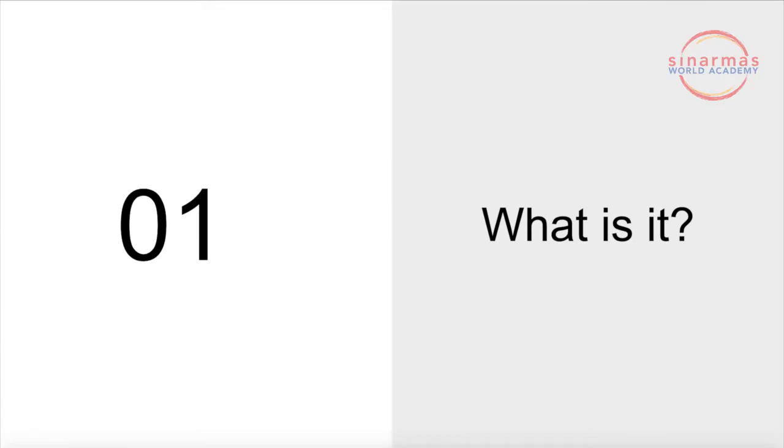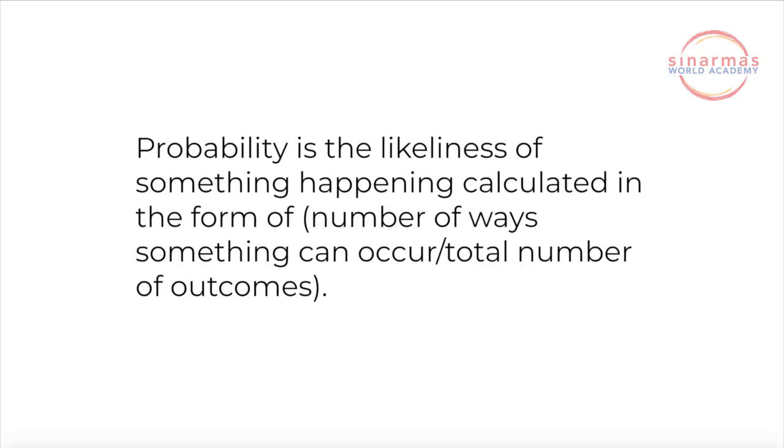So first of all, what is probability? Probability is the likeliness of something happening, calculated as the number of ways something can occur over the total number of outcomes. Usually probability is expressed in fraction form, but sometimes it can also be expressed in decimal form, which is the number of ways something can occur divided by the total number of outcomes, or in percentage form, where you just multiply the decimal or fraction form by 100.